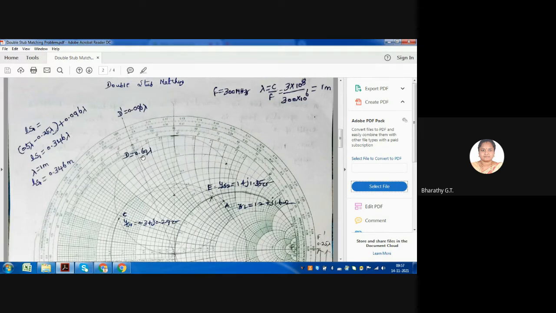D is equal to J 0.69, in the lambda scale. This is the 0.6 curve and this is the 0.7 curve; I have placed it slightly away from the 0.7. Have you marked the point? Have you marked the point D equal to J 0.69?